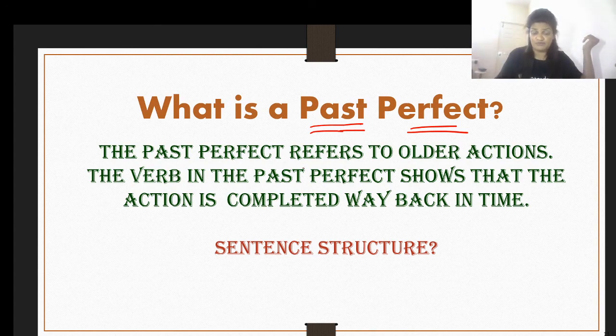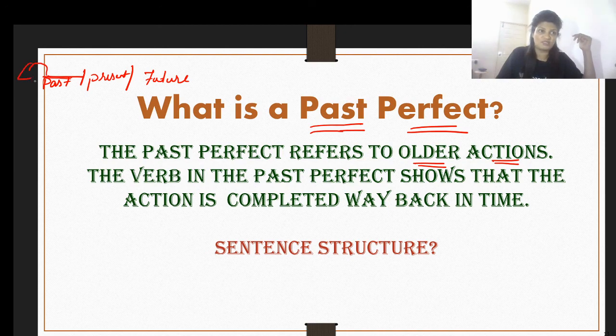Now the past perfect refers to older actions. Let us focus on this. Past perfect refers to older actions. The verb in the past perfect shows that the action is completed way back in time. Now if this is present and this is future, this is past. And we are referring to past here. This is our past tense. And here, when we refer to past perfect, we are referring to actions which have happened way before in time, even before the past time. Everything that comes before present is past, of course. Again, there is recent past and there is older past as well. And here past perfect is referring to older past, as in all these actions which have happened way before. That is what we refer to as past perfect.